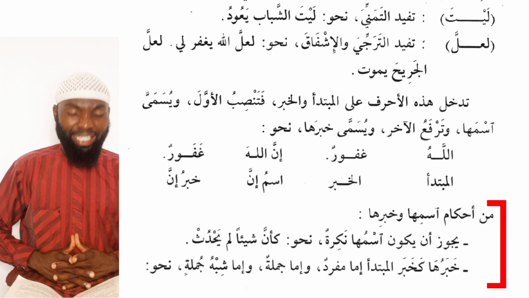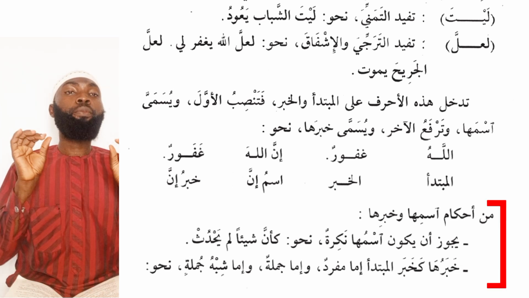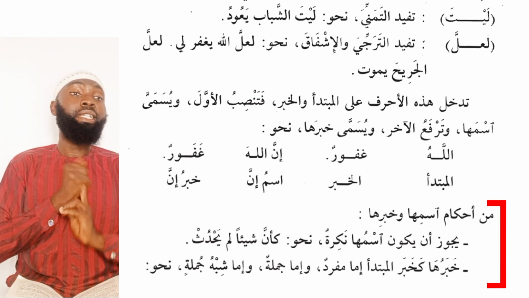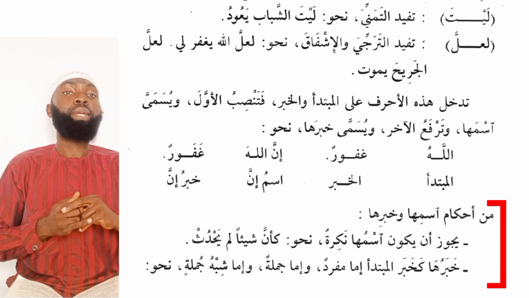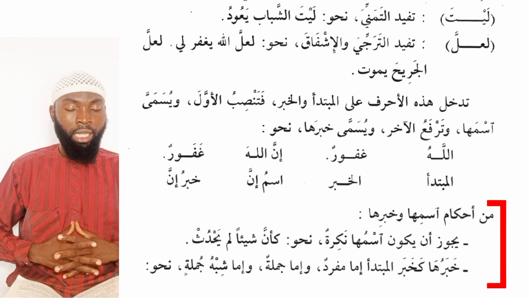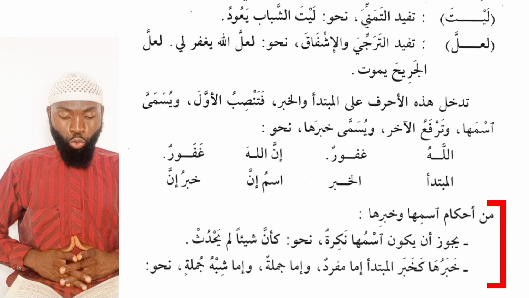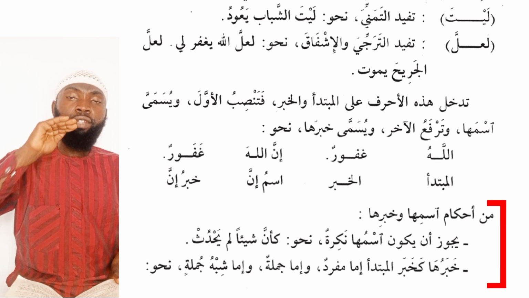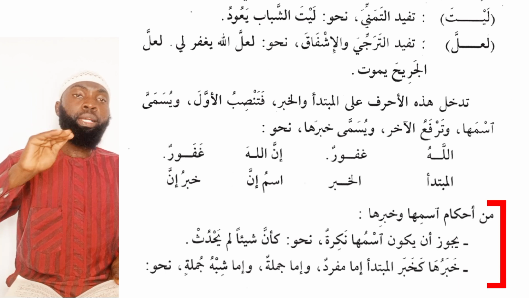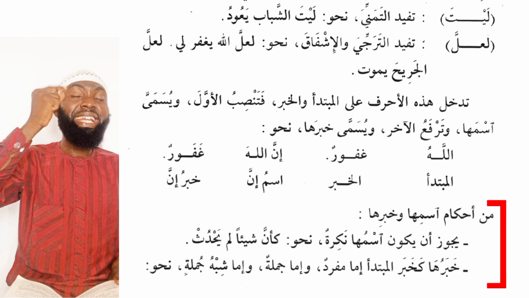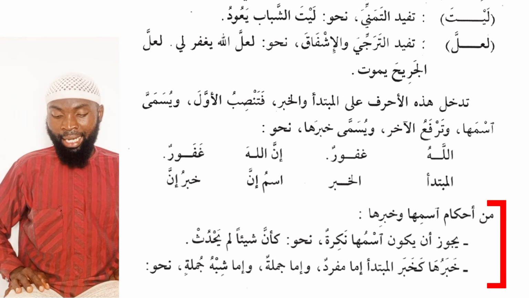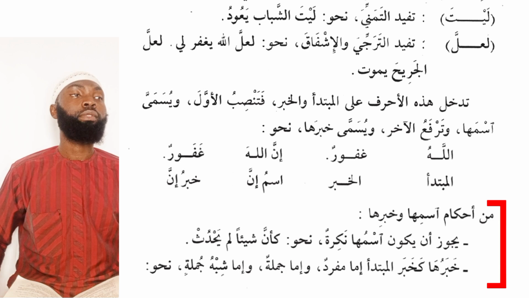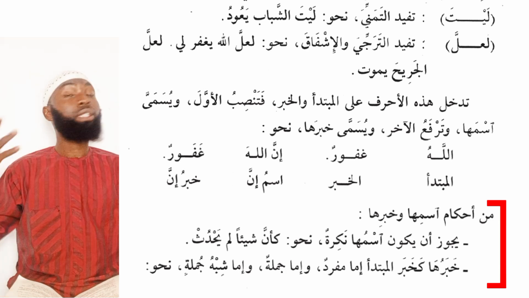Now, min ahkami ismiha wa khabariha. There are some few rules guiding the noun of these particles, and also the predicate of these particles. Among them, yajuzu an yakuna ismuha nakira. It is allowed that the noun of these particles should be what? An indefinite noun. An example, you say ka'anna shay'an lam yahduth, as if nothing happened. As if something did not happen, as if nothing happened.